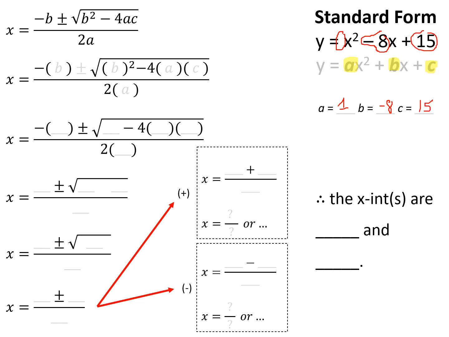Once you have your A, B, and C values, you can substitute them into the quadratic formula. So I'm going to put negative 8 where B is, I'm going to put positive 1 where A is, and I'm going to put positive 15 where C is. To simplify the quadratic formula, you'll need to use BEDMAS, or the order of operations. The first thing you want to do is this, negative 8 to the power of 2, which is the same thing as negative 8 times negative 8, which makes positive 64.